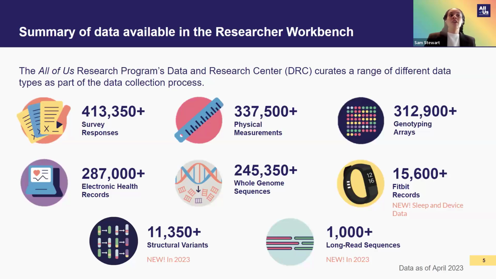As you can see here on our slides, we have a lot of information. Survey responses, again, we have over 400,000 survey responses, over 300,000 physical measurements. We also have genotypic data, such as genotyping arrays, whole genome sequencing data that we'll look into, and electronic health record data. You can compare any of these data types with each other.